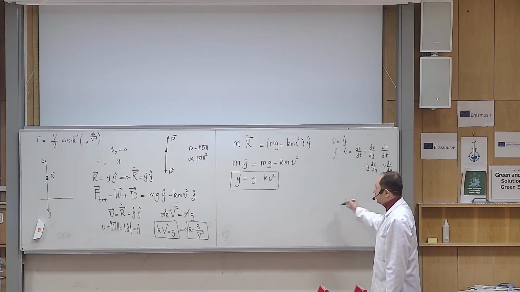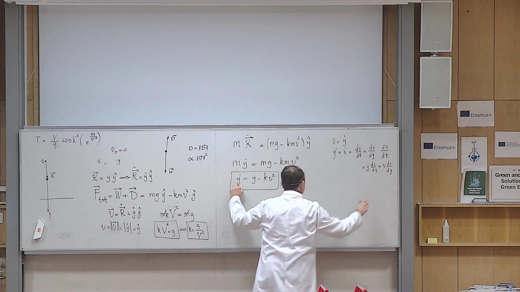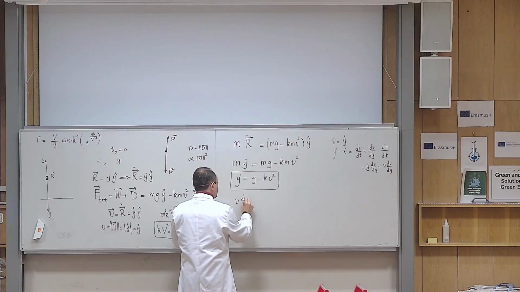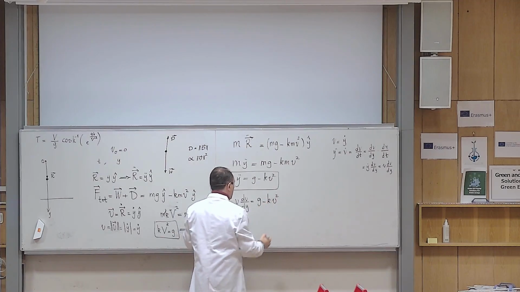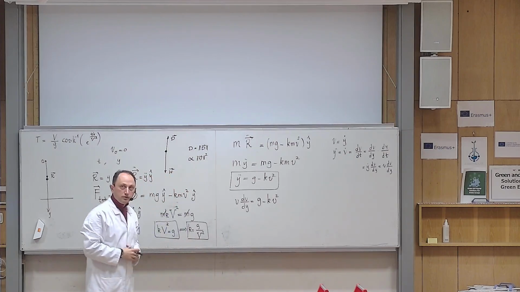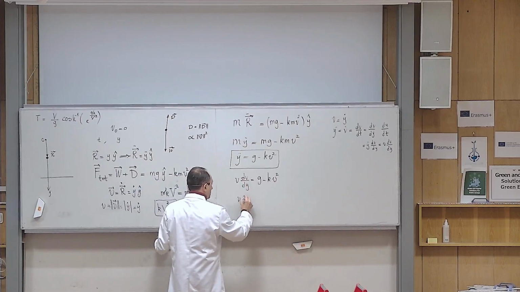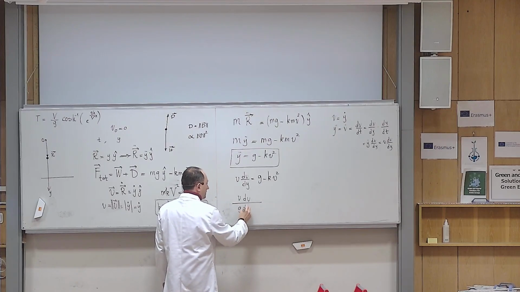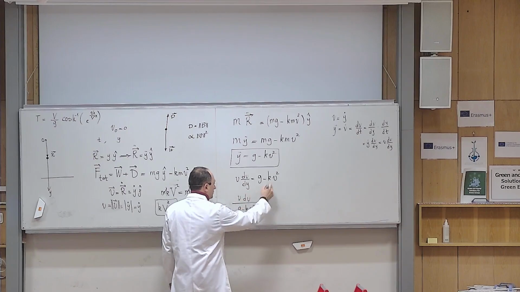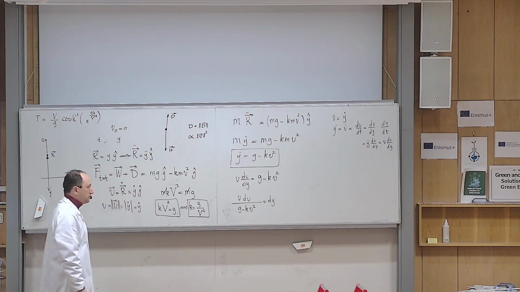So I go back into this equation. Instead of y double dot, I can write this, so it becomes v dv over dy, and on the right-hand side I have g minus k v squared. And that is a very simple separable differential equation. How can I solve it? I can say that v dv divided by this combination, g minus k v squared, equals dy. And now everything is ready for integration.